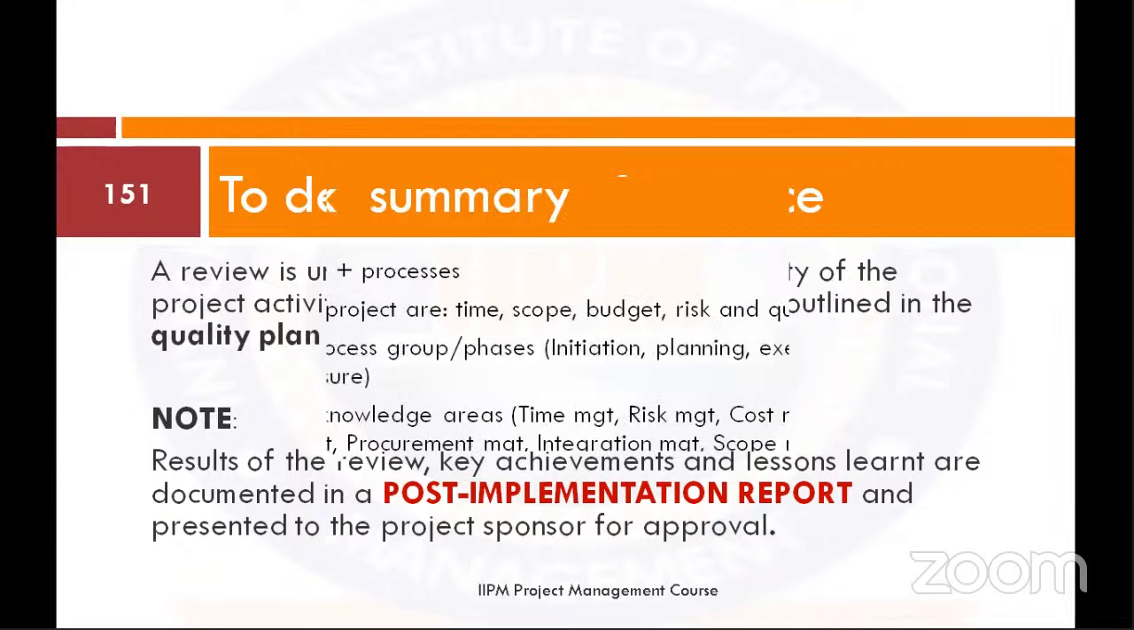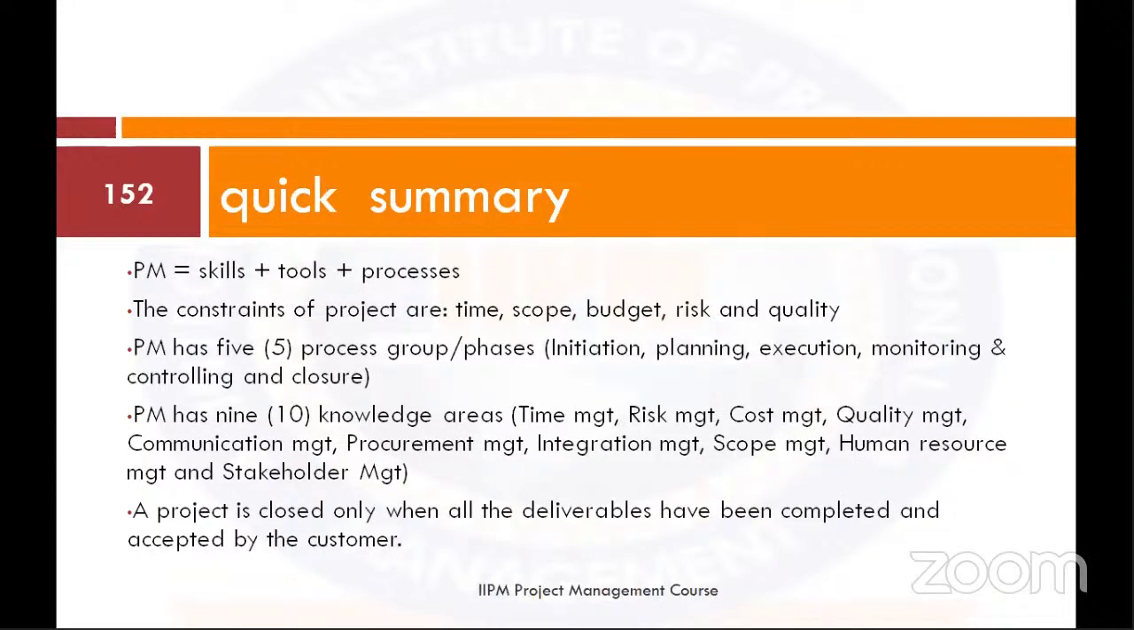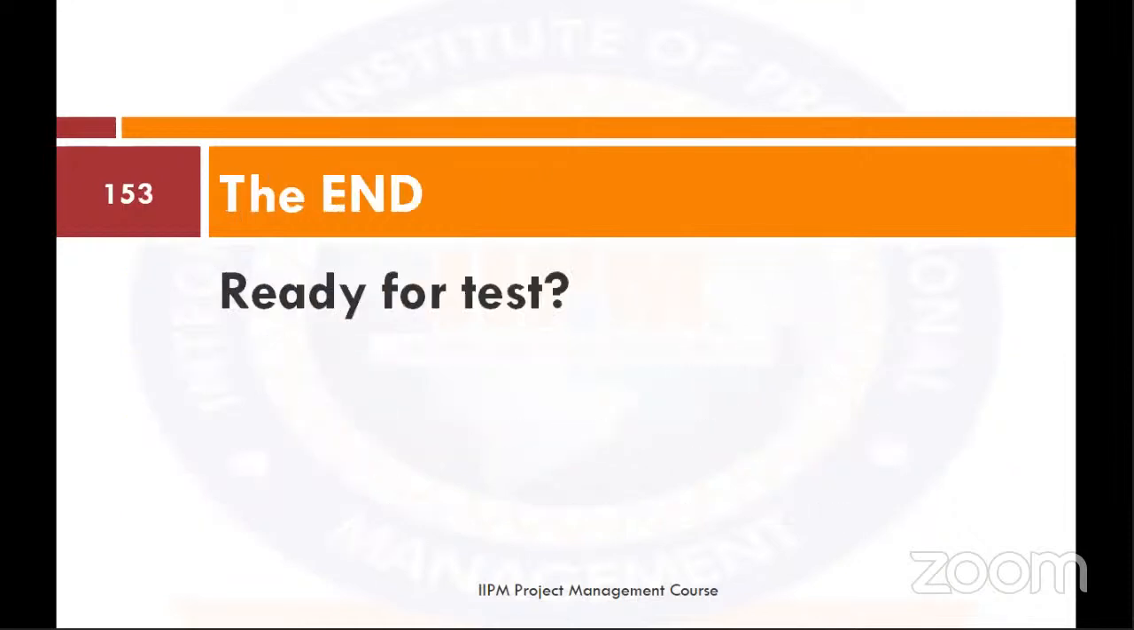In summary, project management is the application of skills, tools, and processes for successful execution of projects. The constraints of projects are time, scope, risk, quality, among others. Project management has 5 process groups: initiation, planning, execution, monitoring and control, and closure. Project management has 10 knowledge areas: time, risk, cost, quality, communication, procurement, integration, scope, human resource, and stakeholder management. A project is closed only when all the deliverables have been completed and accepted by the customer.